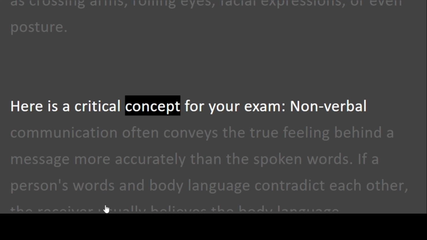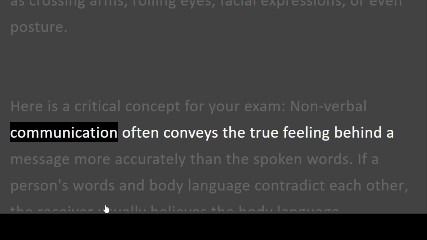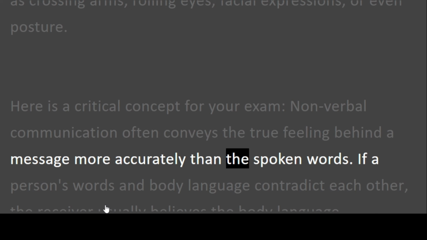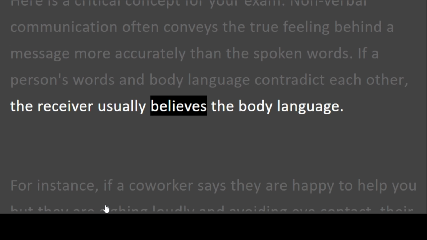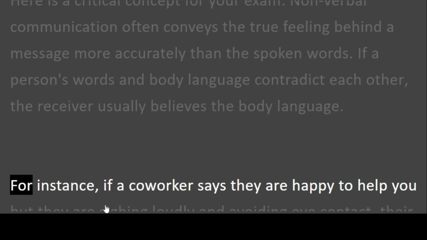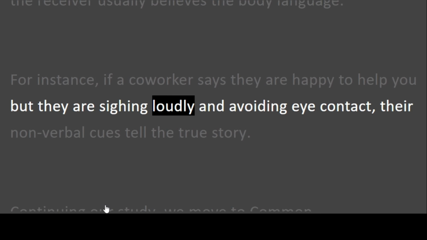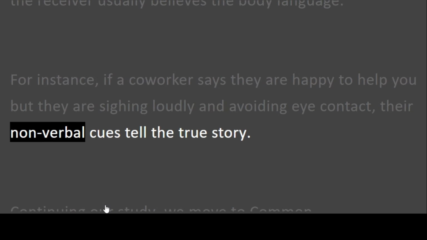Here is a critical concept for your exam. Nonverbal communication often conveys the true feeling behind a message more accurately than the spoken words. If a person's words and body language contradict each other, the receiver usually believes the body language. For instance, if a coworker says they are happy to help you but they are sighing loudly and avoiding eye contact, their nonverbal cues tell the true story.